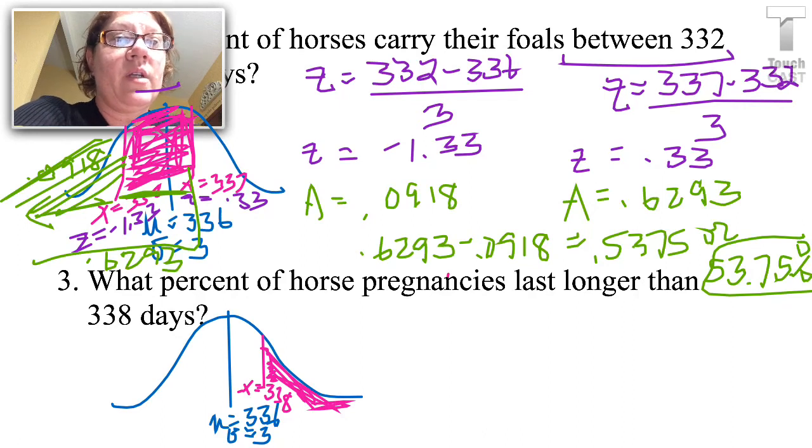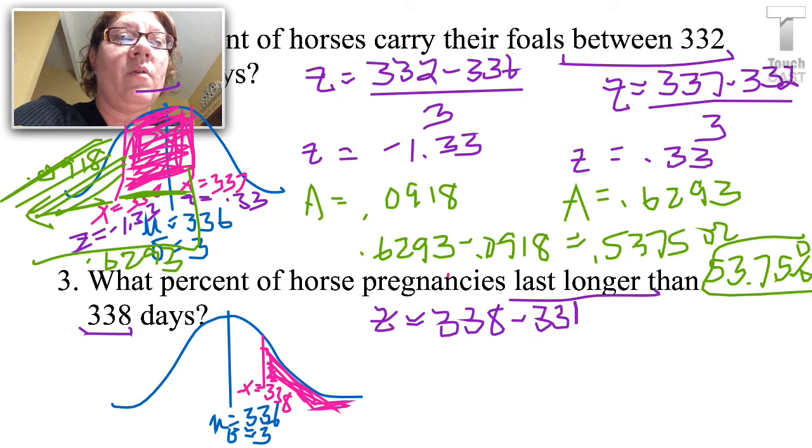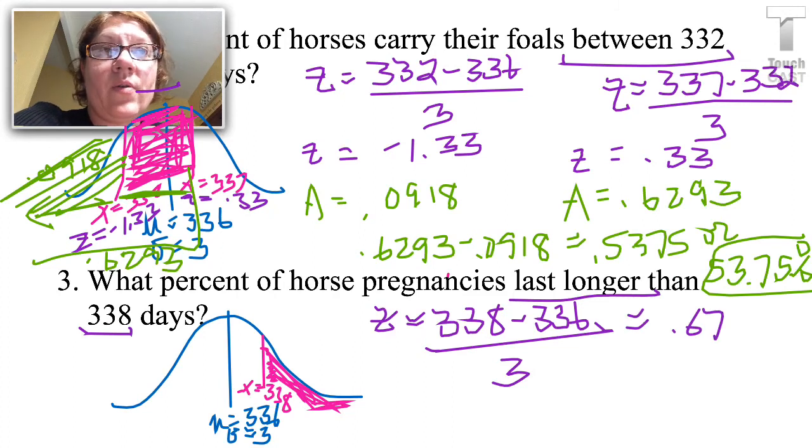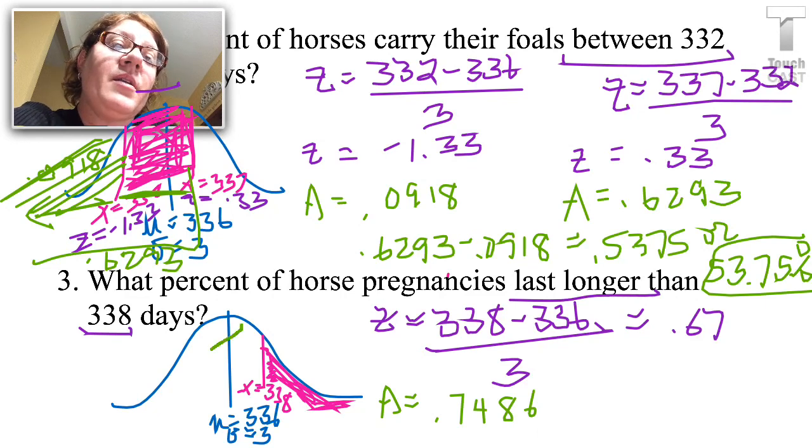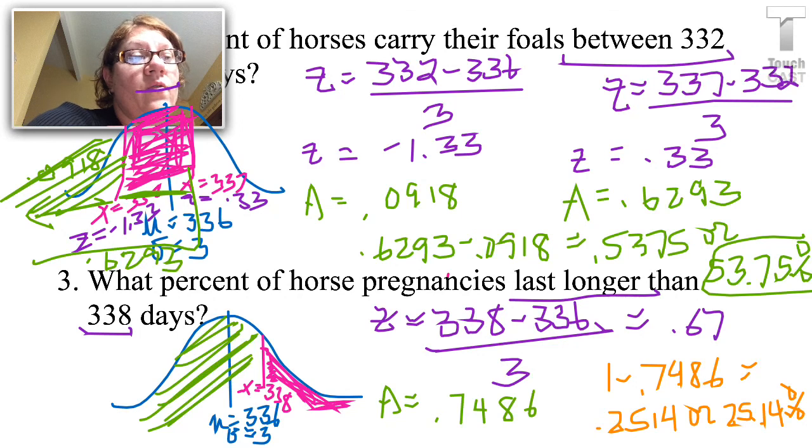So again, on this next one, I have drawn my bell, labeled the center. This time I'm looking longer than 338 days, so I put that in. And now I've got to z-score it. So 338 minus mu over sigma. And rounding to the nearest tenth, so I can go look it up in the table, gives me 0.7486, but remember, that's all the stuff that's to the left, so I'm going to have to subtract it from 1. So I get 0.2514, or 25.4%.